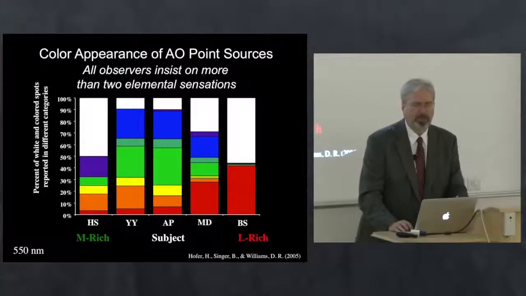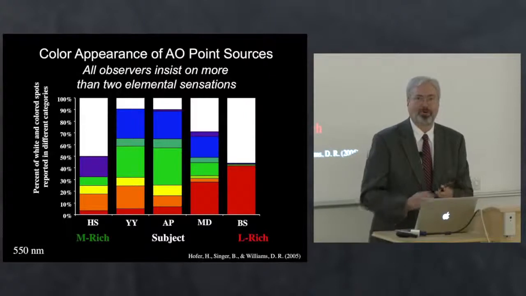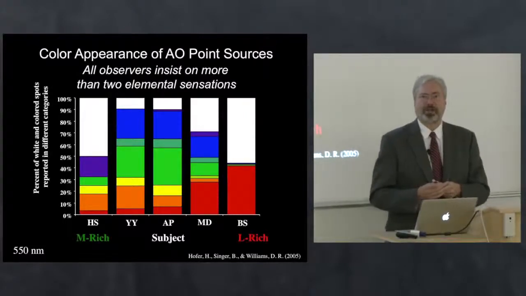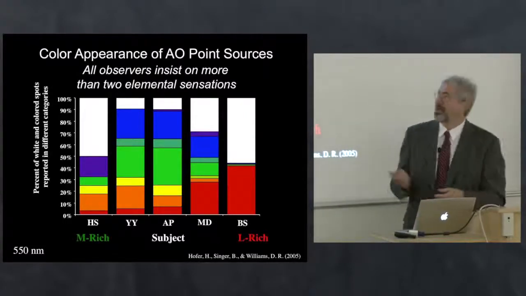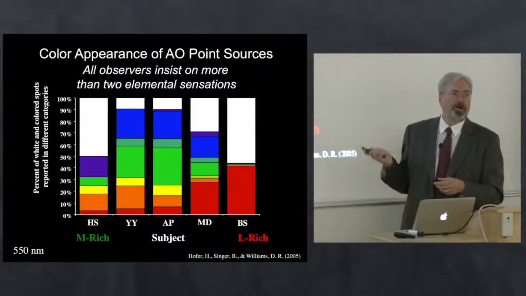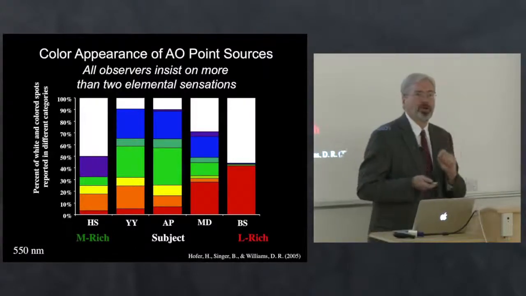I won't be able to go into great detail about it. But I think it captures the essence of why we think it doesn't make sense that the retina, or the brain even, should be organized according to the elemental sensation theory. It actually makes a lot more sense that you would get a rich variety of color names when you stimulate one cone at a time.